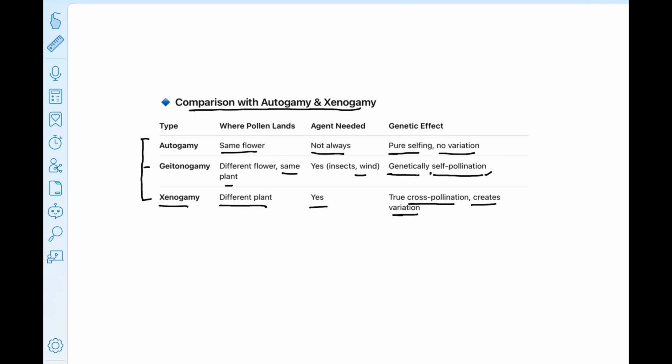So that's all for today. We will discuss agents of pollination in our next class.